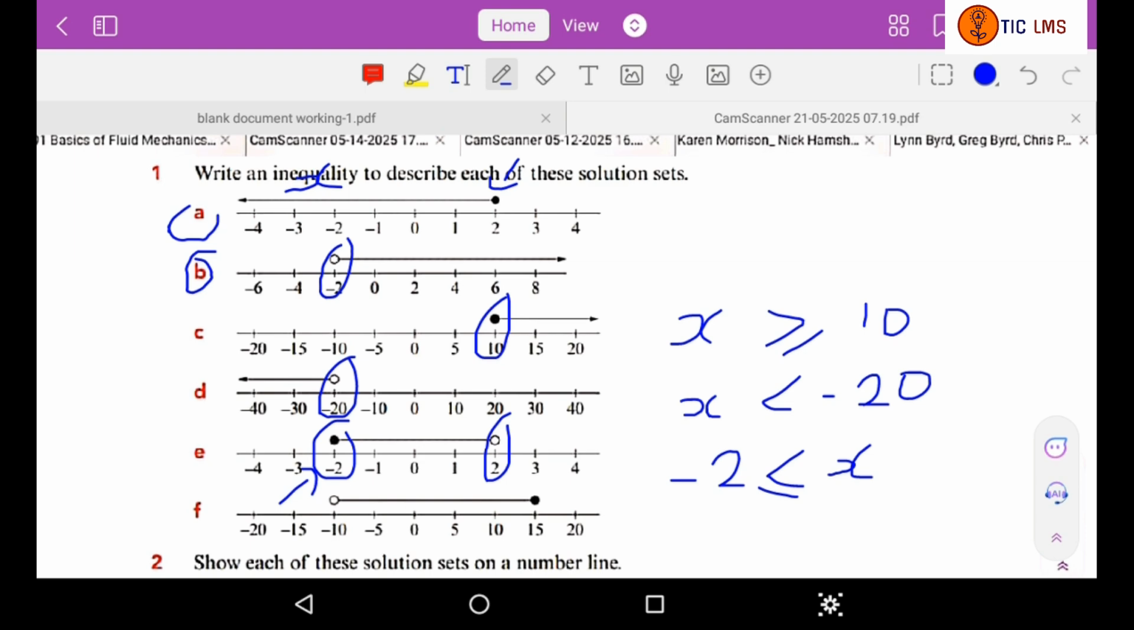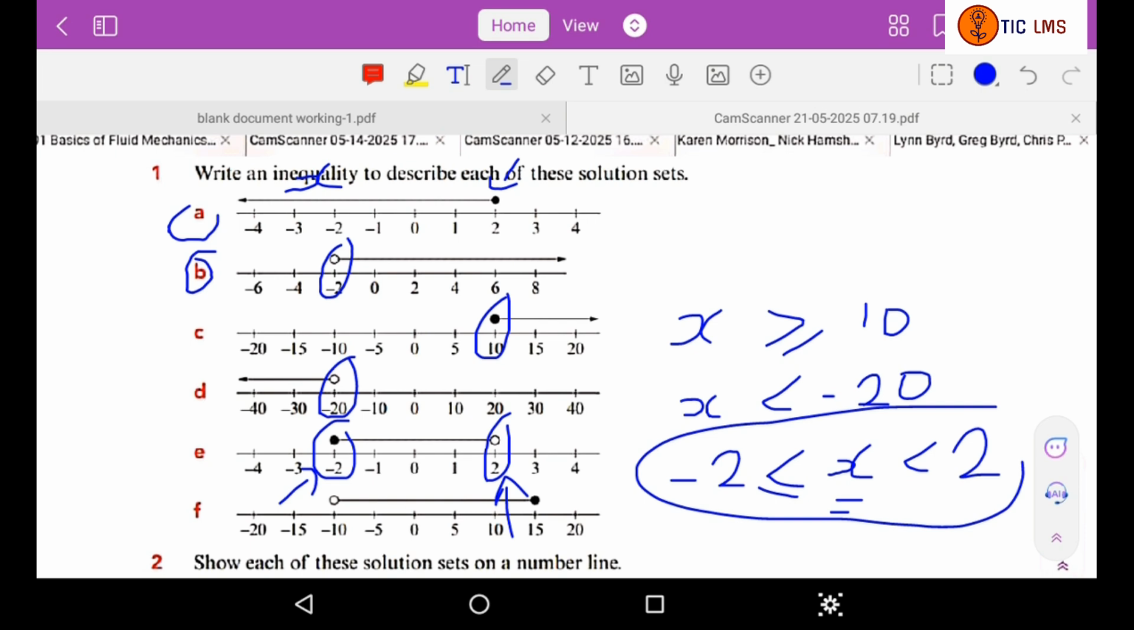Then if you look at this 2, we find that the values to the left of this particular 2 are less than 2. So we can say x is less than 2. So that is the answer for E. That is one quick way of doing it, but I want to tell you about another way you can do it.